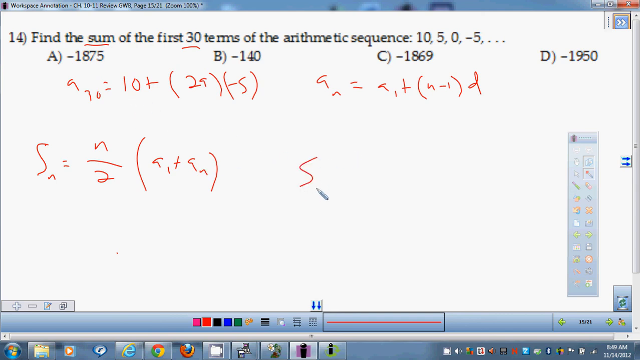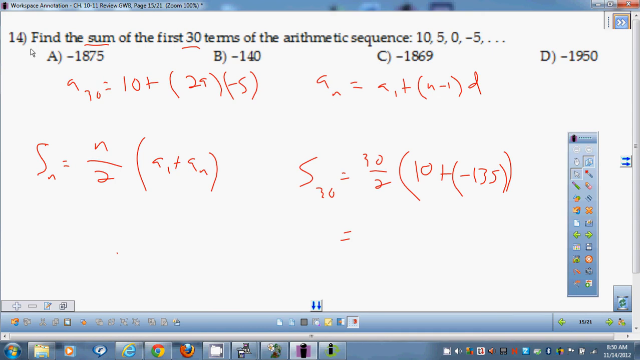So S sub 30 equals 30 over 2 times A sub 1 plus A sub N, which I think is negative 135. Thank you. 15 times negative 125. Well, I guess it would have to be A, because it has to end in a 5 and be negative. And you get A. Third, I have no idea. B. This isn't for a grade. I just want to see that you get it. Oh, fine. It was A.